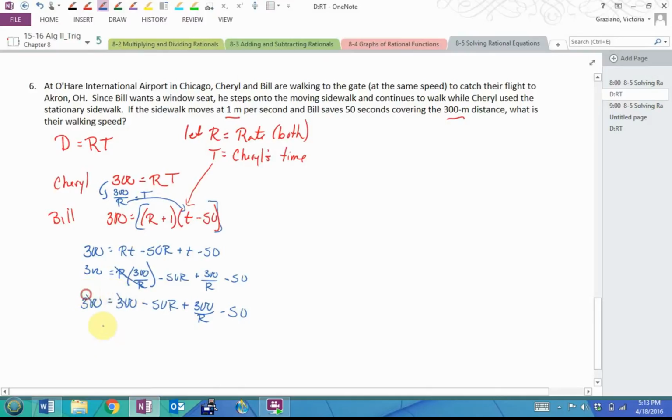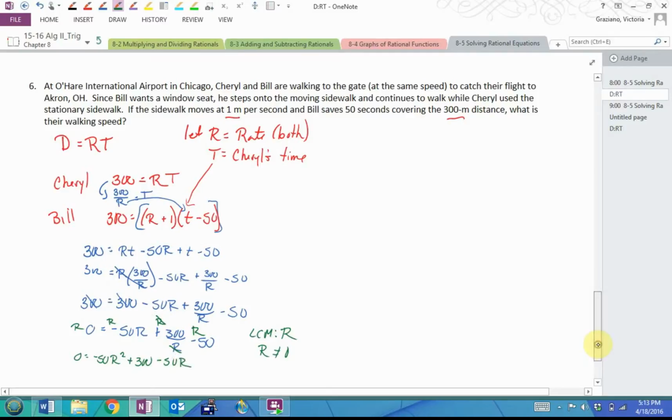So I'm going to subtract 300 on both sides. So now I have 0 equals negative 50r plus 300 over r minus 50. I guess I can do this now. So the LCM looks to be r, and r can't be 0. So I'm going to multiply everything by r. So I'm going to get 0 is equal to negative 50r squared plus 300 minus 50r.